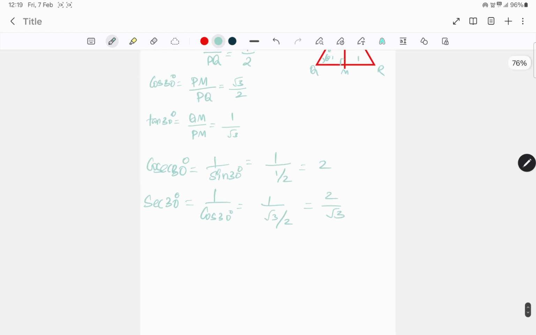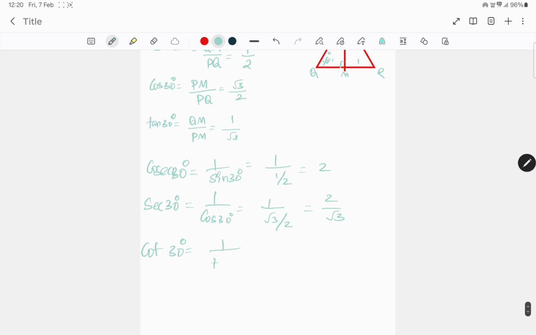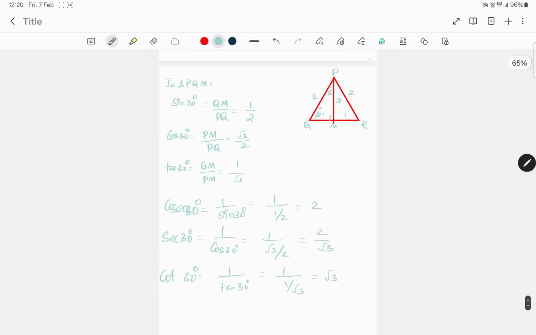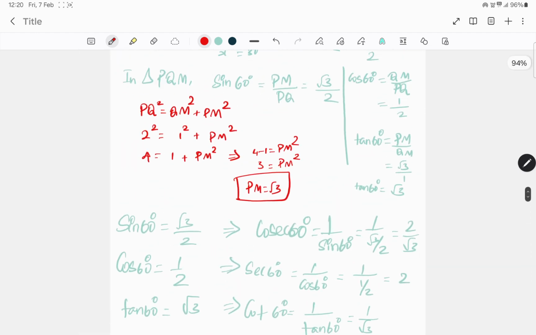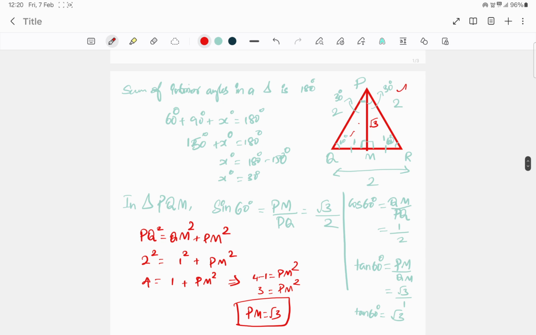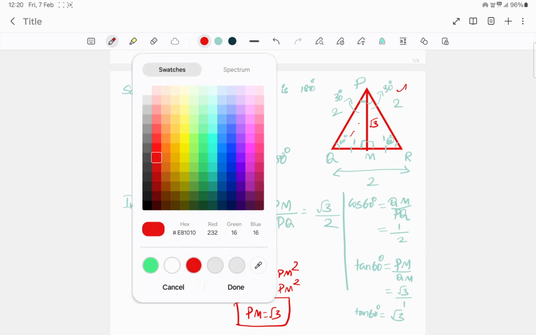Then the remaining one is cot 30 degree. It's nothing but 1 by tan 30 degree. Tan 30 degree value is 1 by root 3, so you get root 3 in the numerator. Now we have found the 6 trigonometric ratios for 30 degree also. This is full for 30 degree, and this is full for 60 degree.